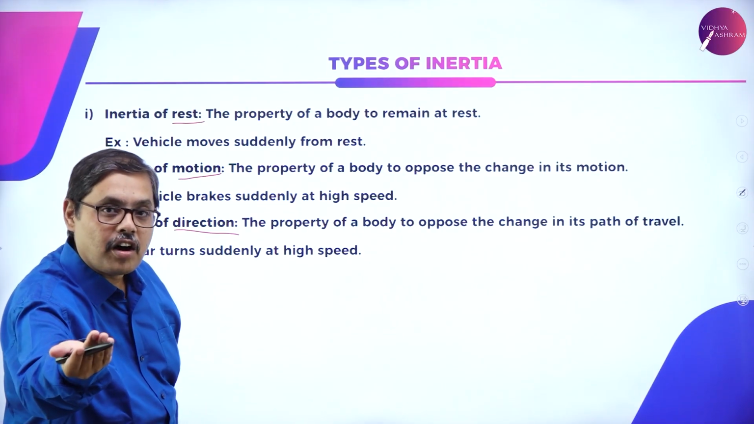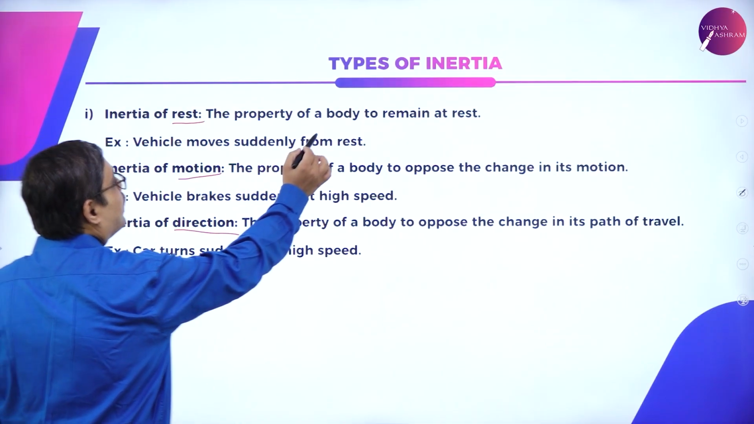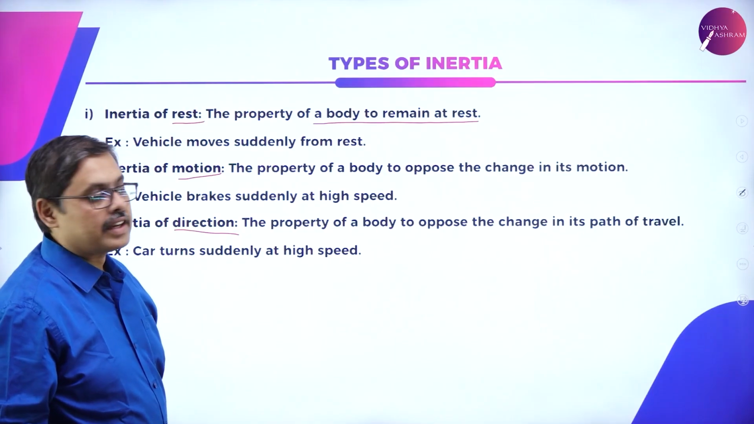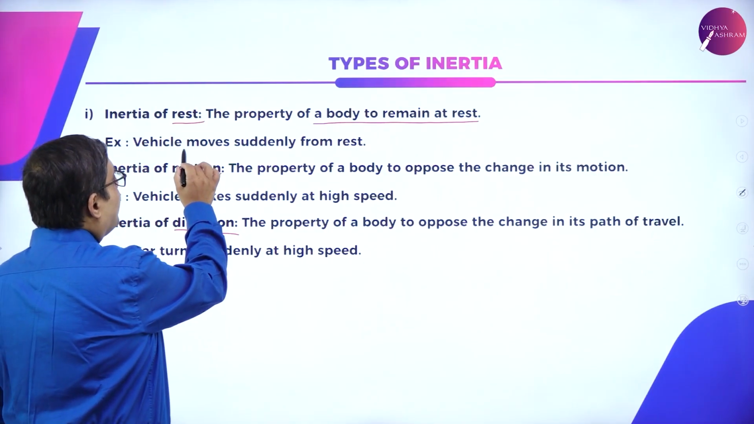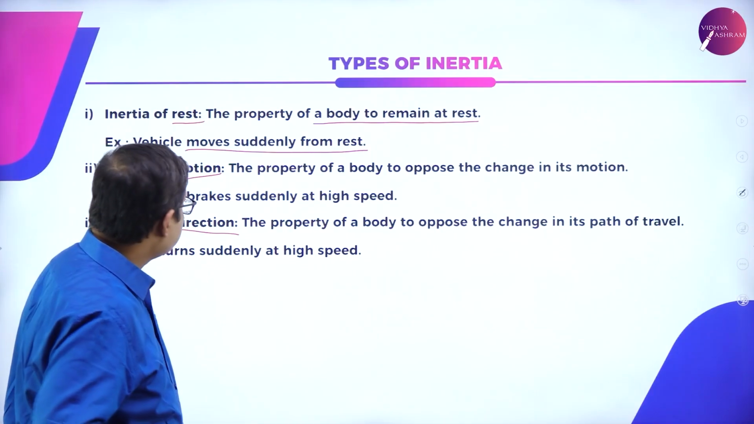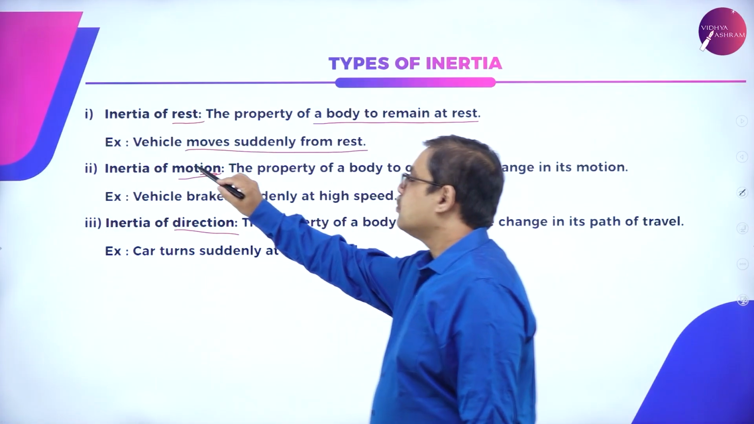That is inertia of rest. The property of a body to remain at rest is called inertia of rest. The best example: a vehicle moves suddenly from rest. Okay. Next type of inertia, inertia of motion.